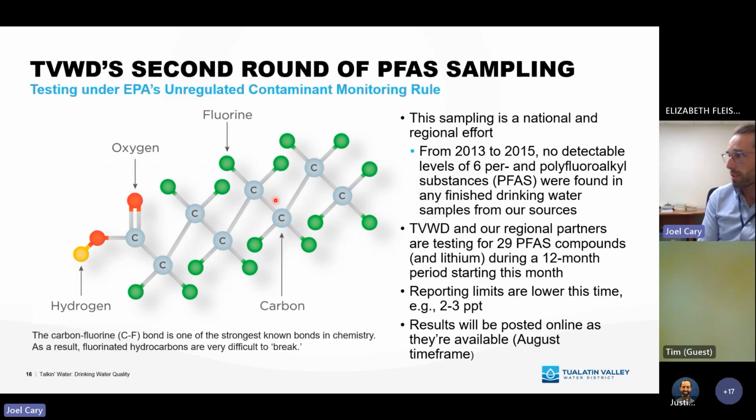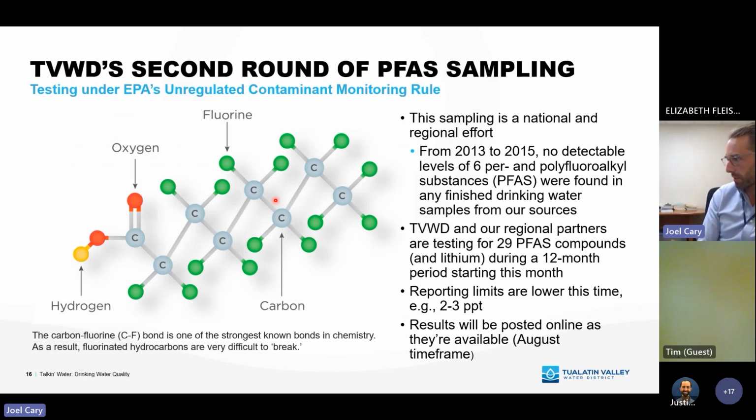However, we are renewing those efforts under an update to this new rule. These are designed to look at emerging contaminants across the country and regionally. So TVWD and our regional partners, starting this month, in fact, TVWD will be collecting for these 29 PFAS compounds and lithium during a 12-month period. So for the next calendar year, TVWD will be directly testing for 29 PFAS compounds, an expanded list since our last monitoring effort.